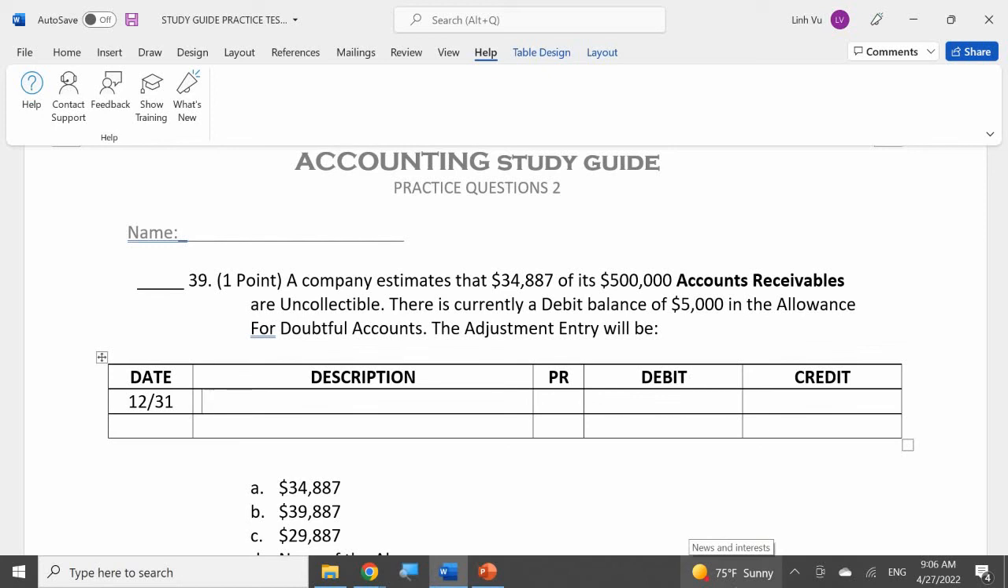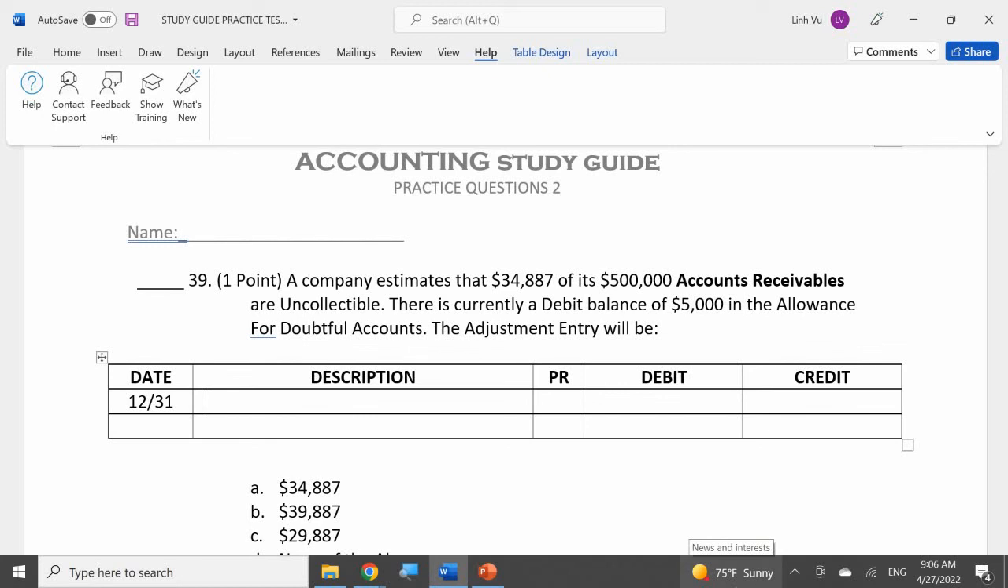Accounts receivable tells you that you're using the balance sheet method, which includes both accounts receivable and the allowance for doubtful accounts. Now, another thing too is there's currently a debit balance. You need to be on the left side, 34,000. You need to be on the right side, 34,887. Now, I'm already on the left side, 5,000. So how much do I need to go to the right side to get to my end goal of 34,000? So in this case, I need to backtrack 5,000 and then I need to add an additional 34,000.